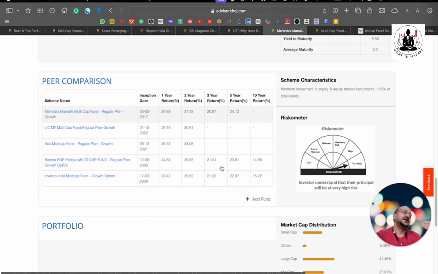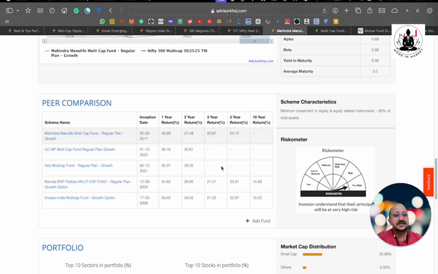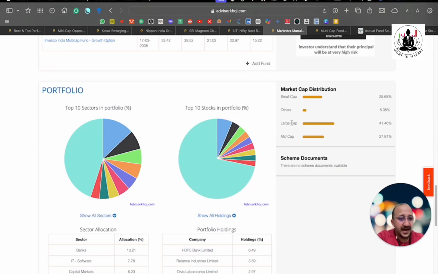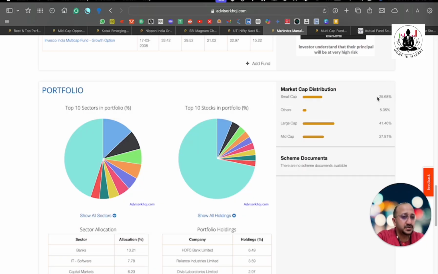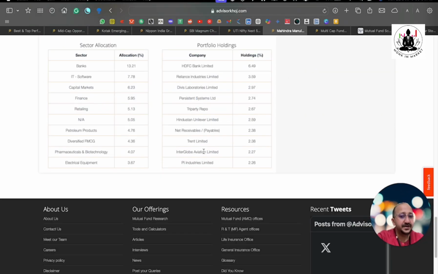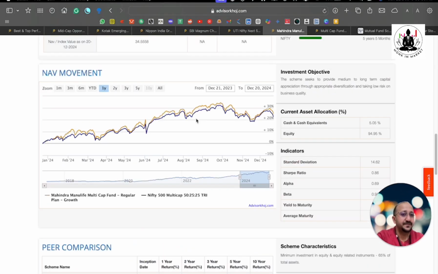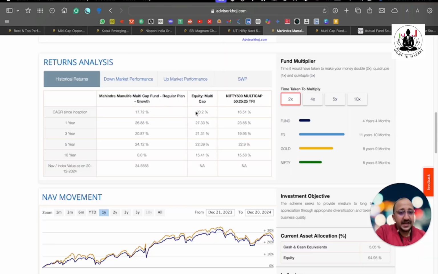This is a multi-cap fund. Multi-cap means it invests in small cap, mid cap, and large cap itself. So why are the returns so high? Because they are investing in small cap, then large cap, and then mid cap, and small cap gives you very, very high returns. I hope this is clear to everybody. Now, for this fund, if you want to double your money, it will take 4 years. FD will take 11 years, gold will take 8 years, and Nifty will take 5 years. I hope this is clear to everyone.